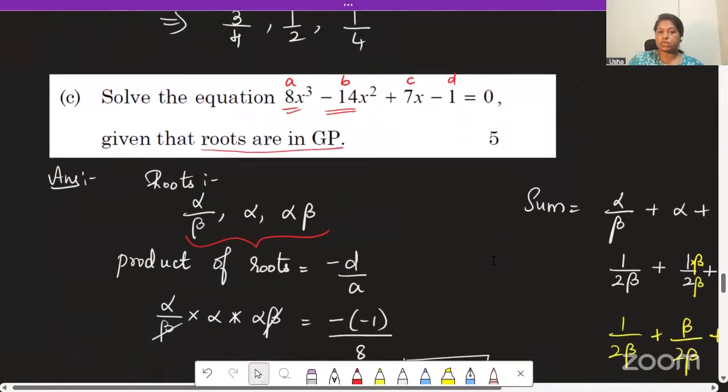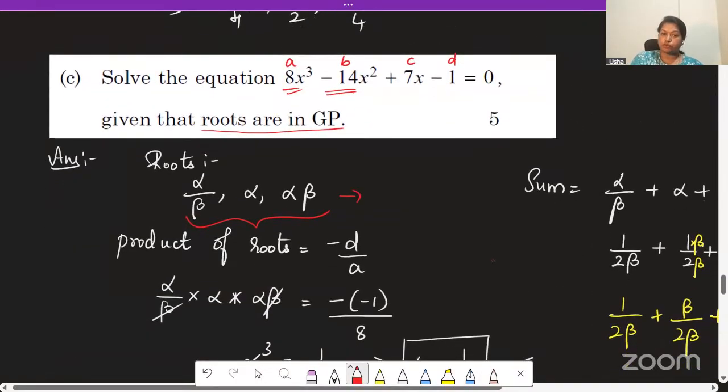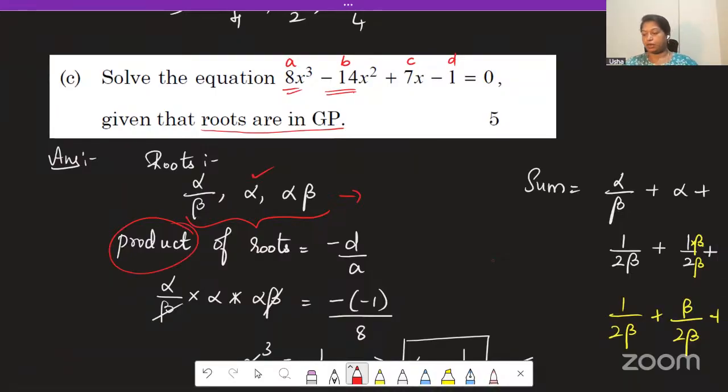Suppose they have given that roots are in GP. First you find the product. You will get the alpha value. Substitute that in the sum formula and find out the beta value.